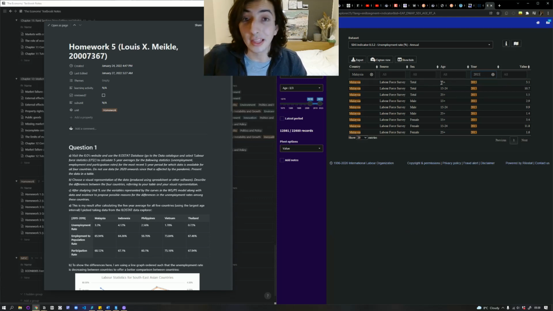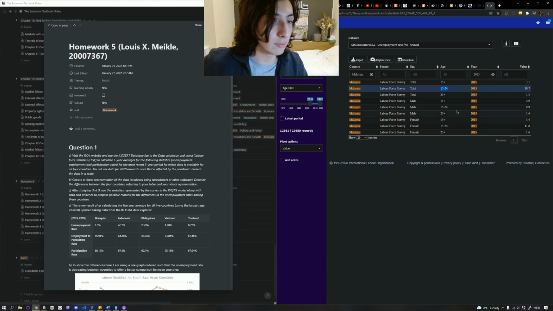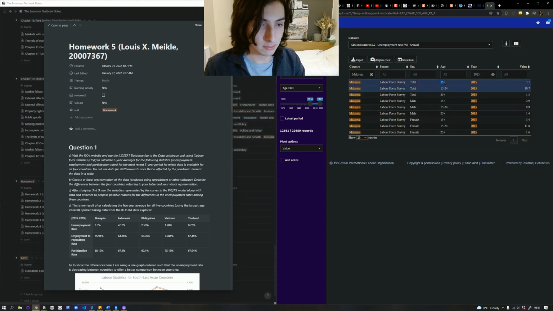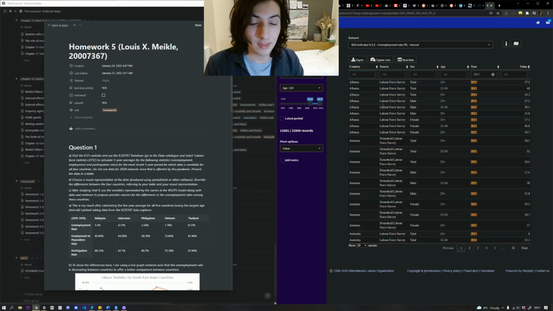I want to pick the largest group. So don't pick something like 15 to 24, because that's going to give you the youth one, not the real one. You want to pick one that has sex of total, because we're doing everyone, and you want something with 15 plus. That's normally what you'll get. 15 plus is the usual one. And then you want to average all those values out across countries.